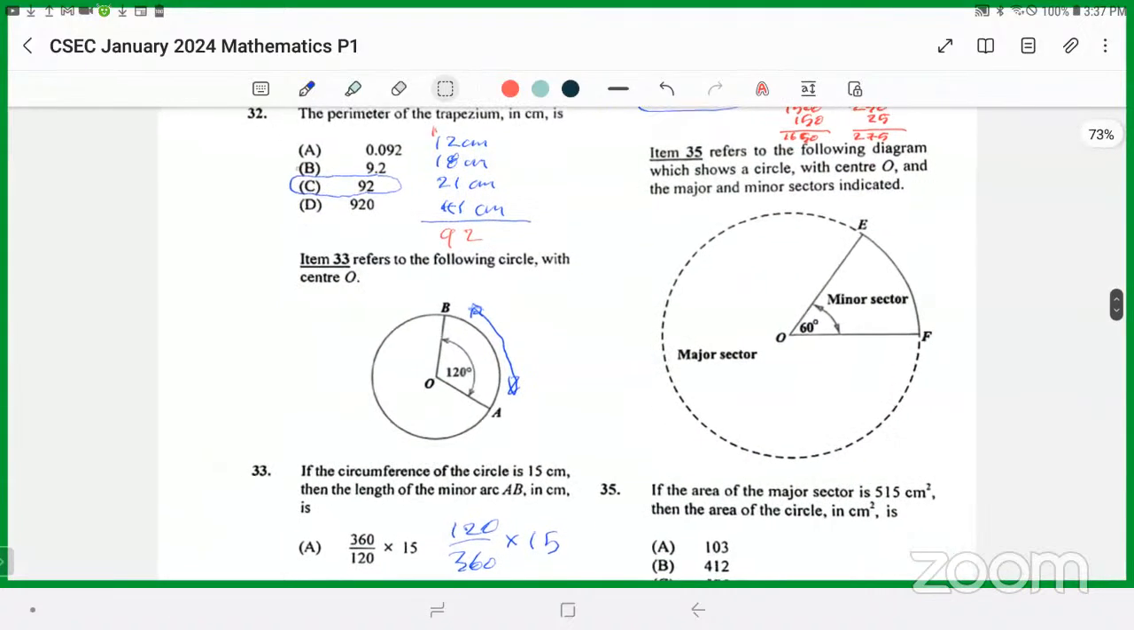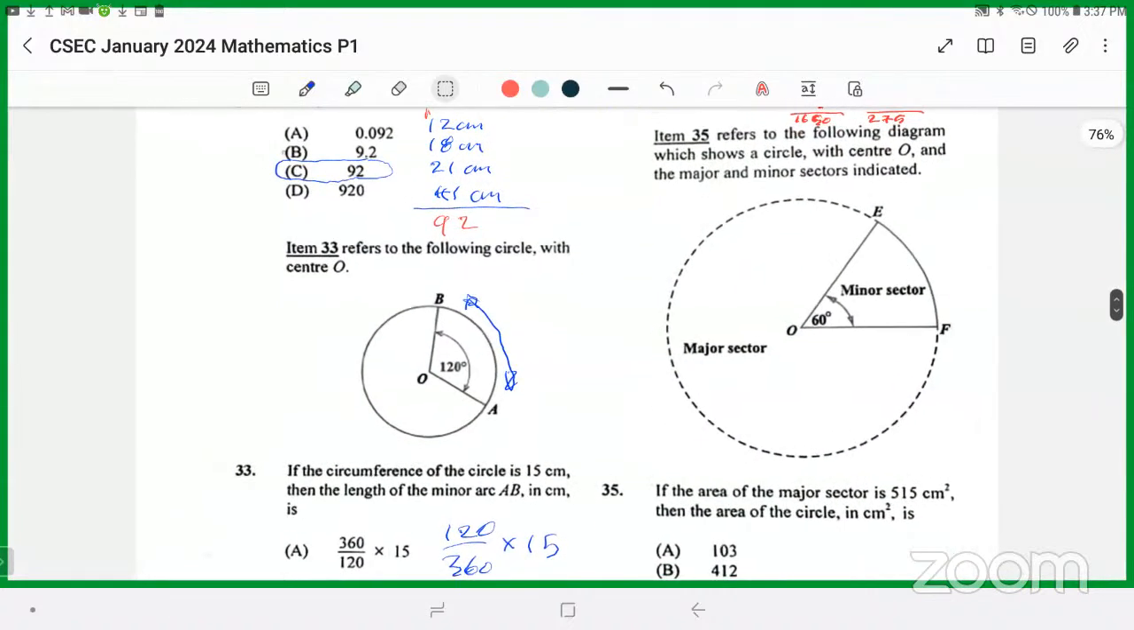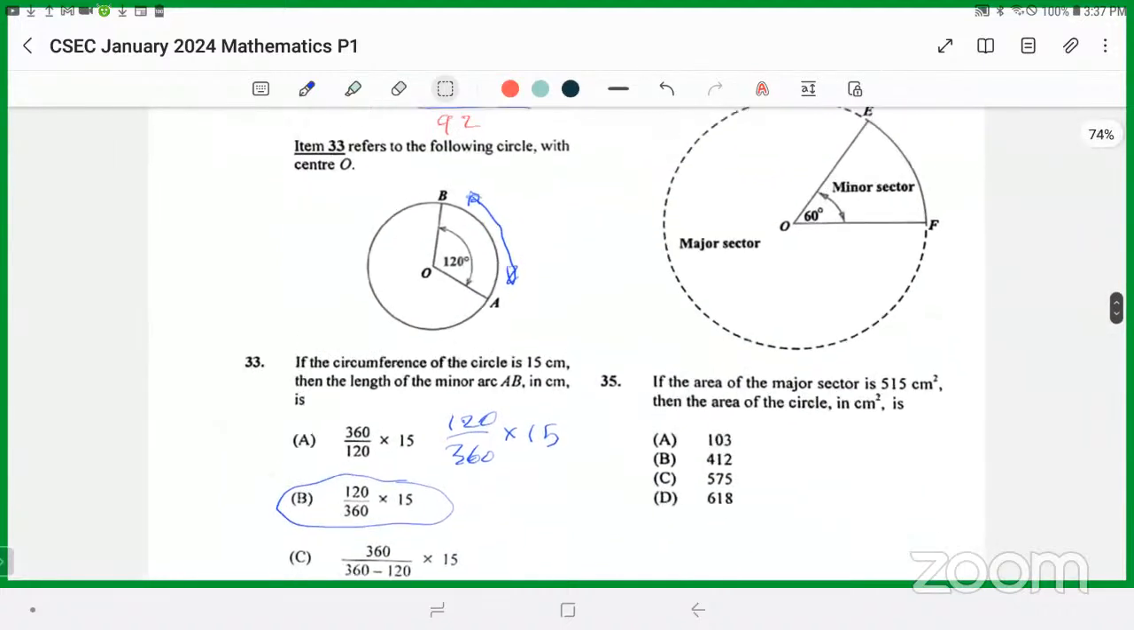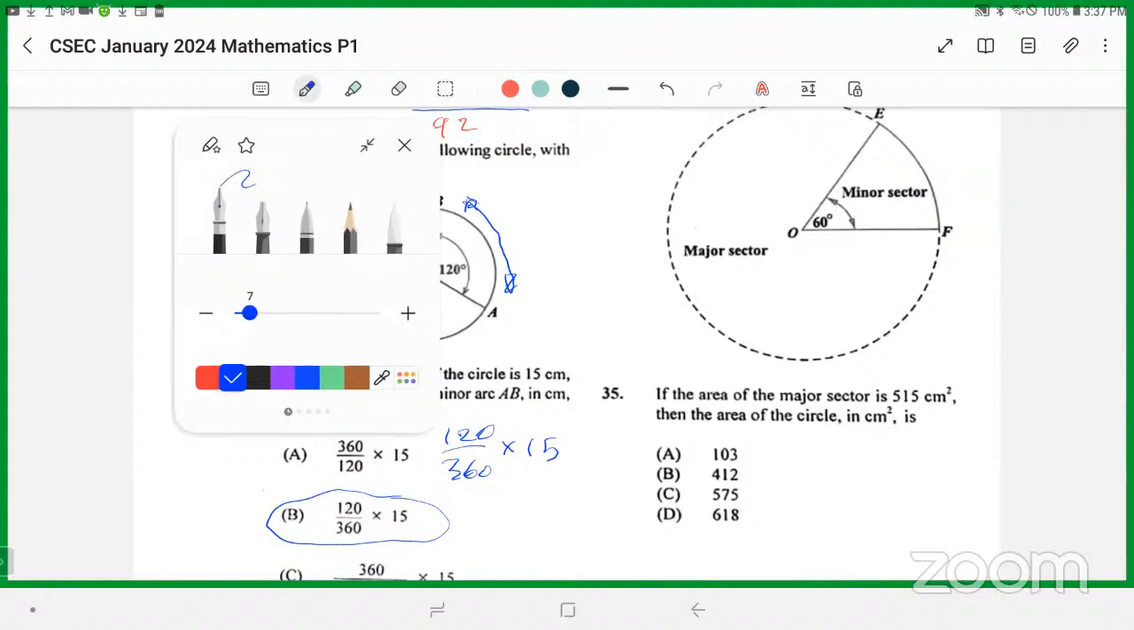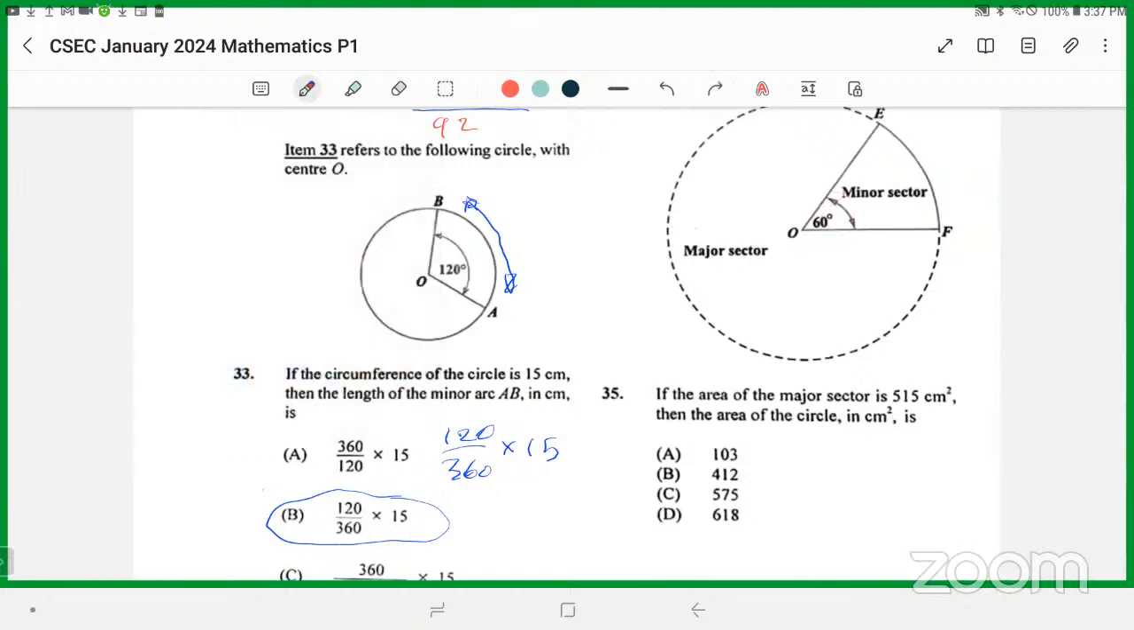This question says it refers to the following diagram. It shows the center of a circle and major and minor sectors. It says, if the area of the major sector, around here now is the major sector right here. If inside it says 60 degrees, then around here is 300 degrees.